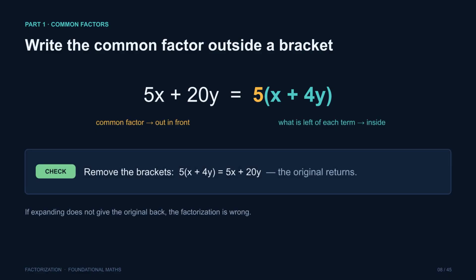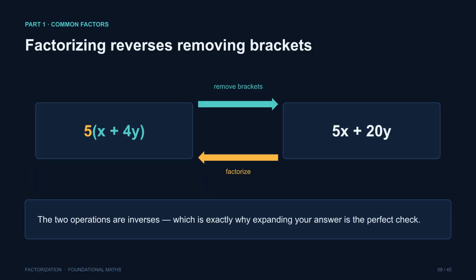Always use the expansion check to verify your answer. Think of this as a two-way street. Removing brackets takes you one way, while factorizing moves you back the other way. Because these are inverse operations, expanding is the perfect way to verify your work.